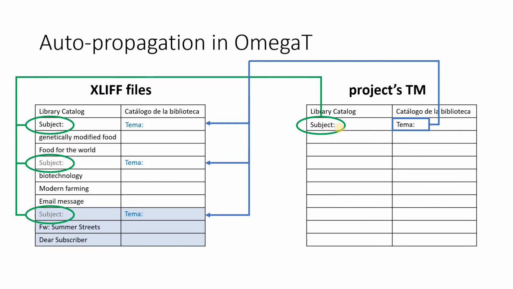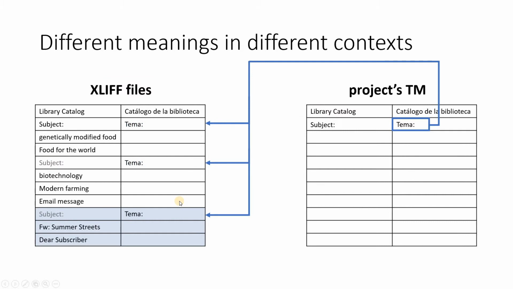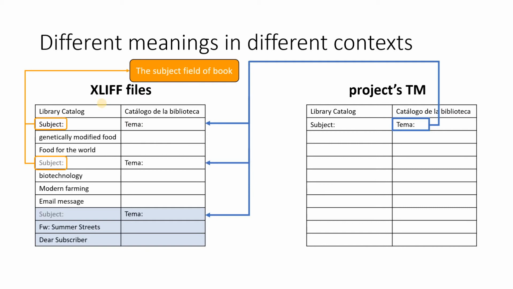So let's see what happens when there are different contexts in which one same sentence or phrase might have different meanings, and therefore might require different translations depending on the context. So we have the segment subject translated as tema in all the repetitions of this segment in the project. However, in the first file, the word subject refers to the subject field of a book in a library catalog, for example, whereas in the second file, the word subject refers to the topic of an email.